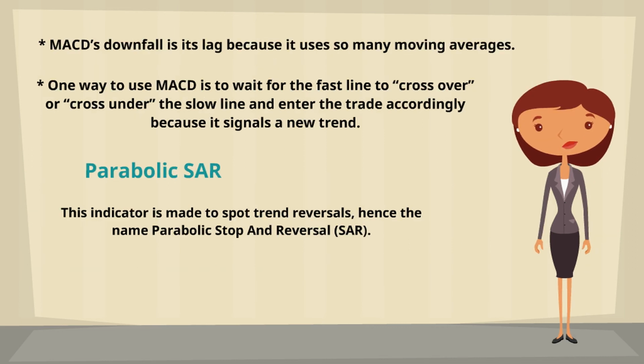MACD's downfall is its lag because it uses so many moving averages. One way to use MACD is to wait for the fast line to cross over or cross under the slow line and enter the trade accordingly because it signals a new trend.